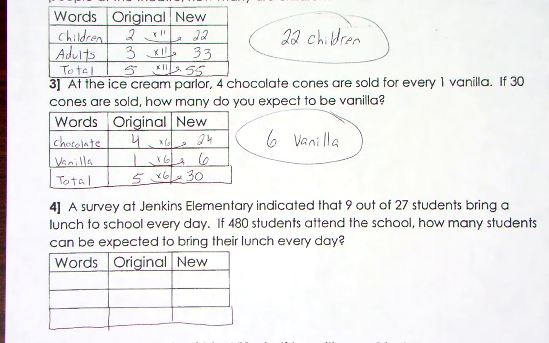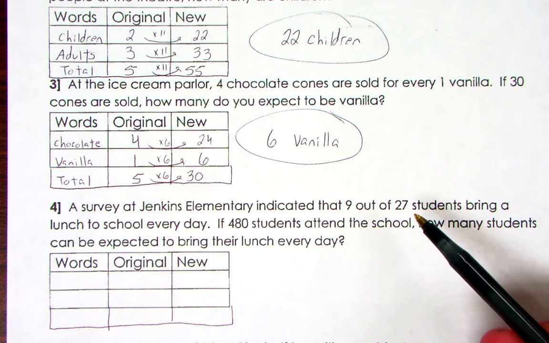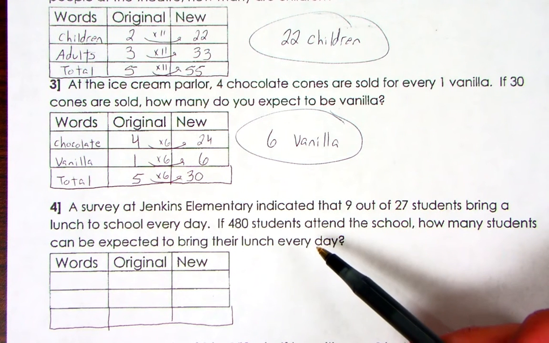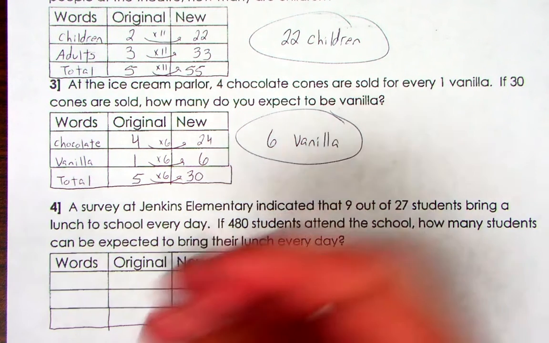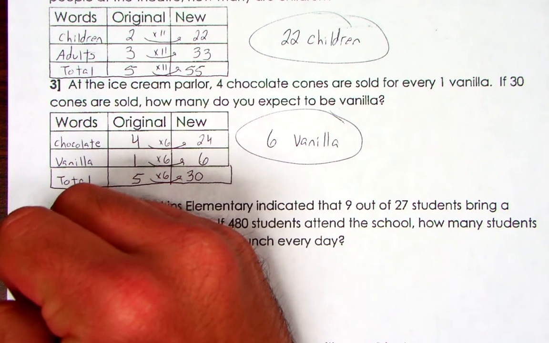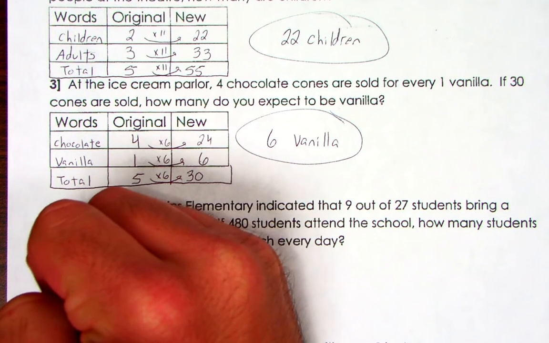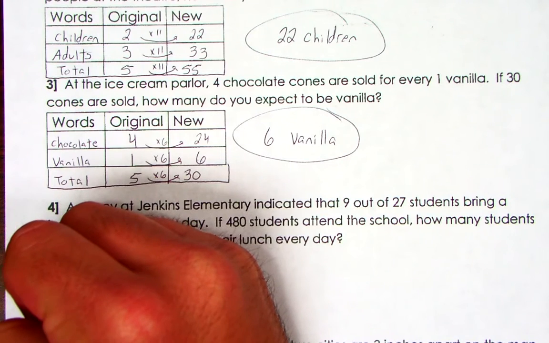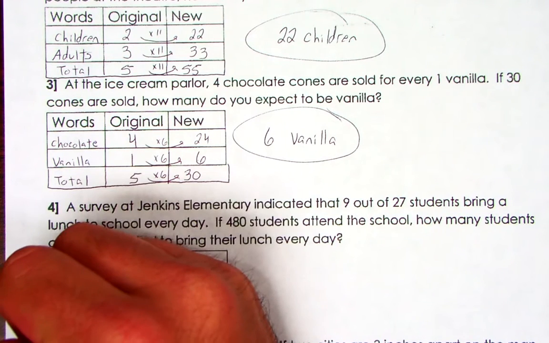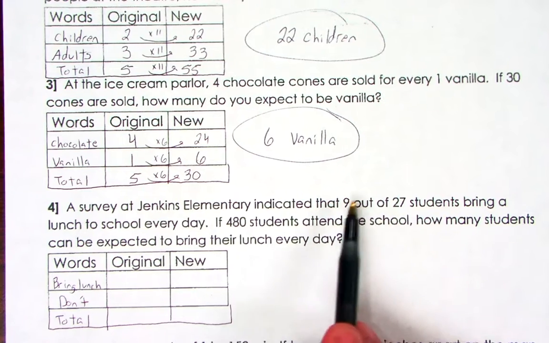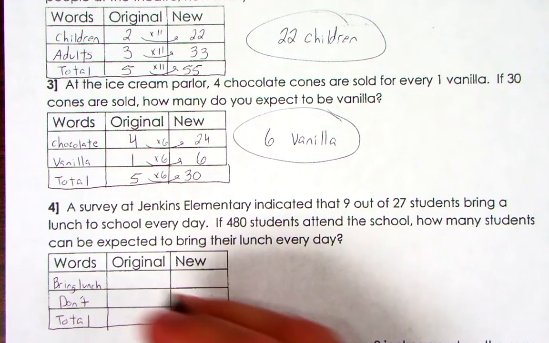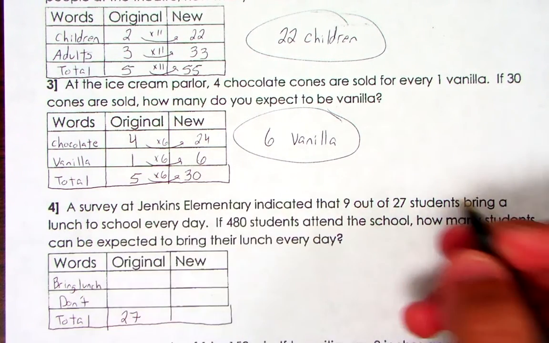A survey at Jenkins Elementary indicated that 9 out of 27 students bring a lunch to school every day. If 480 students attend the school, how many students can be expected to bring their lunch every day? So in reality, all we're comparing is the students who bring their lunch to the total students. But I added another one. I'm going to compare students that bring their lunch to students that don't bring their lunch to the total amount. 9 out of 27. So the 27 is my total. 9 of them bring their lunch.